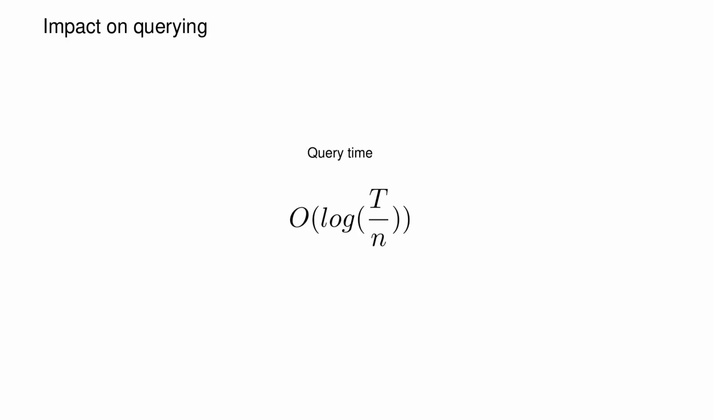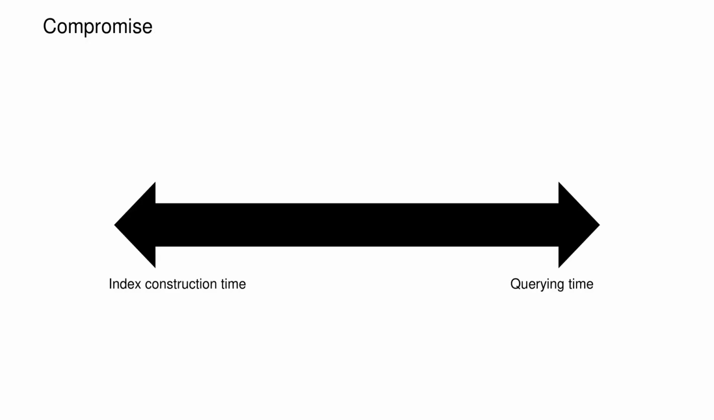Okay. So it's a compromise, as you can imagine, between the index construction time and the querying time. That's actually a general wisdom in computer science. If you want to be faster at runtime, then you need to take more time when you prepare the data structures, right? So you cannot both have the pie and eat it, right?